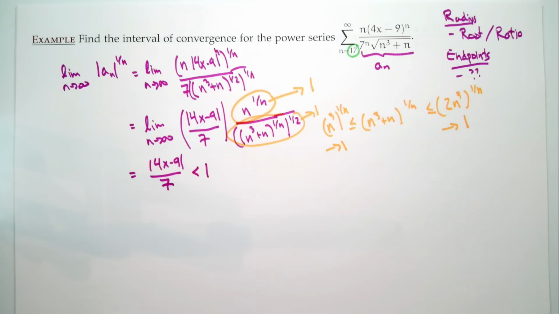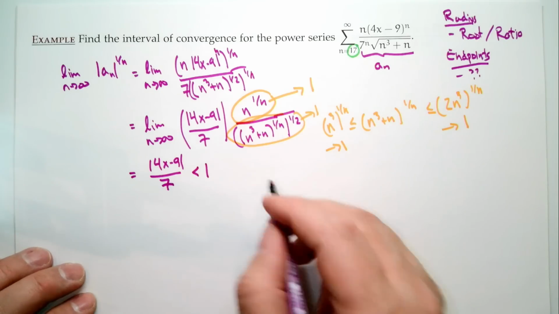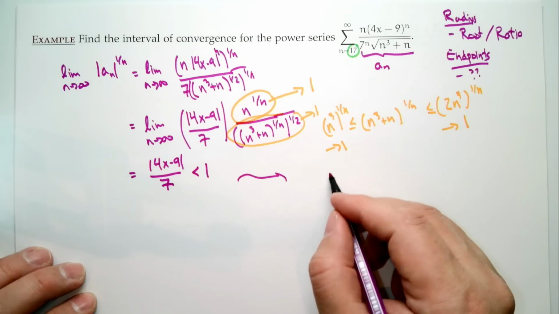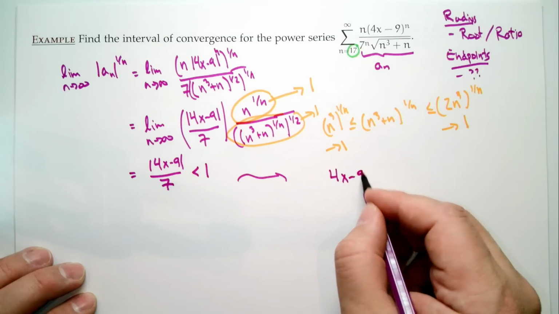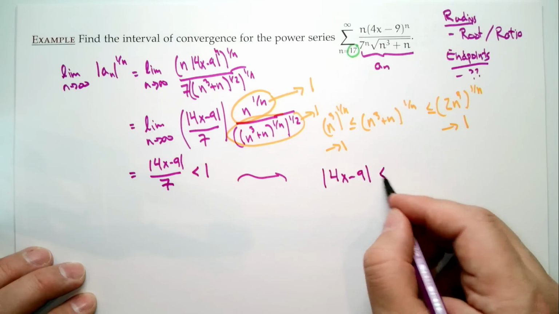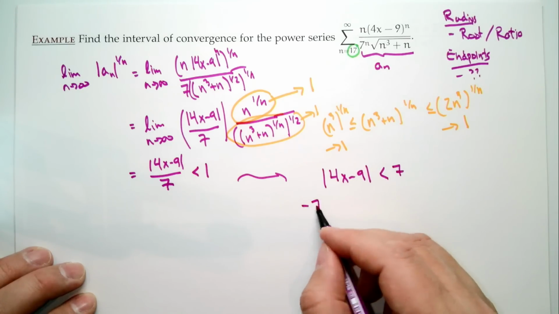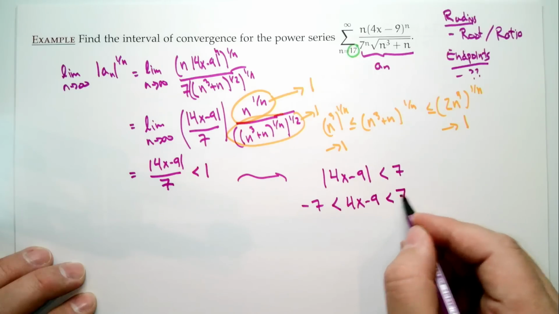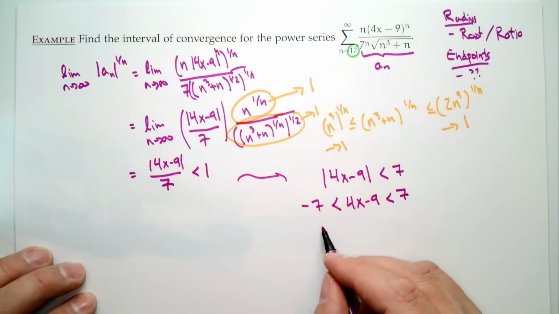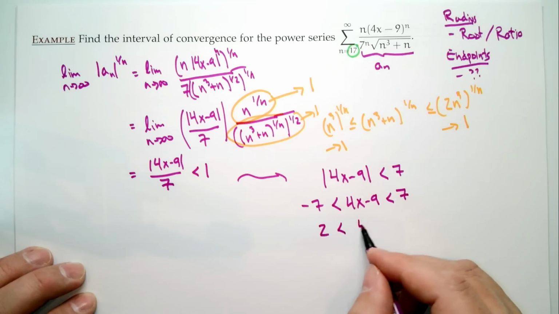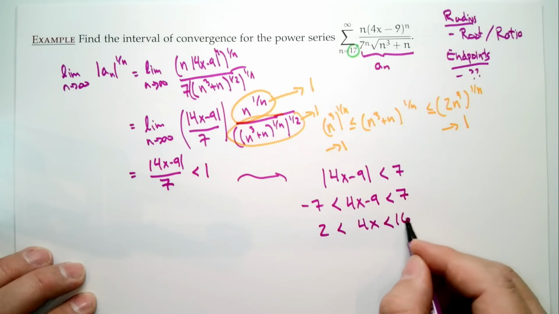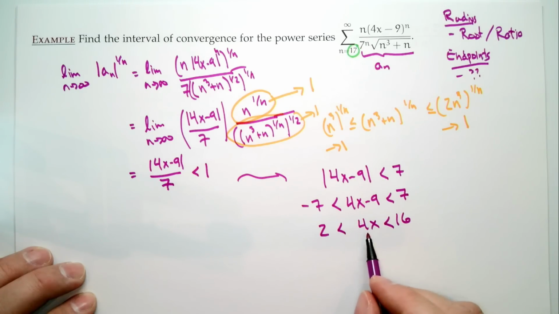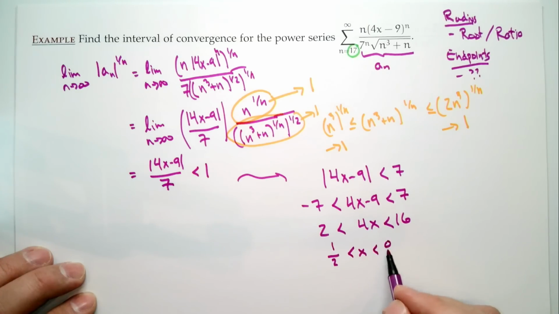More work, more work. So, from here, we can conclude it's going to converge when the absolute value of 4x minus 9 is less than 7, or negative 7 is less than 4x minus 9, is less than positive 7. All right, add 9 to everything. 2 is less than 4x, is less than 16. And divide everything by 4. 1/2 is less than x, is less than 8.